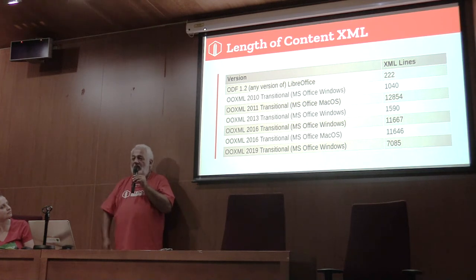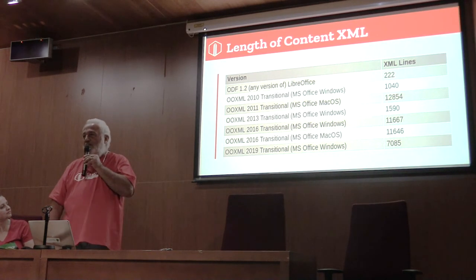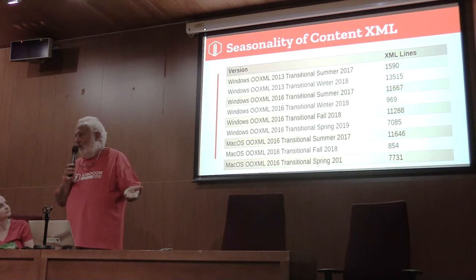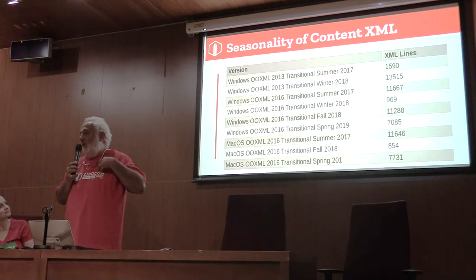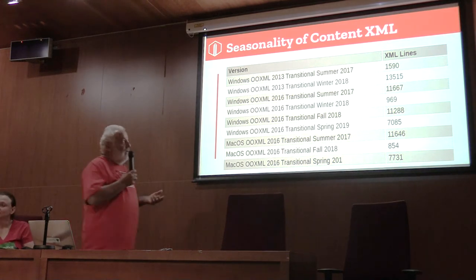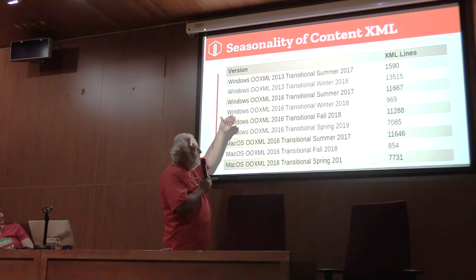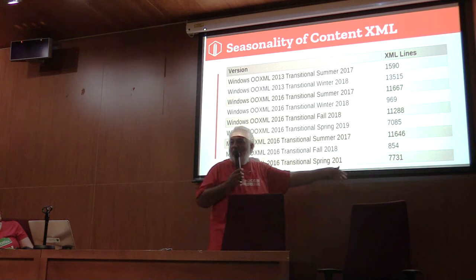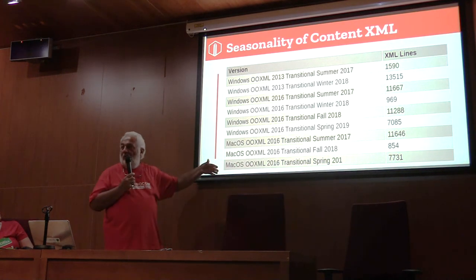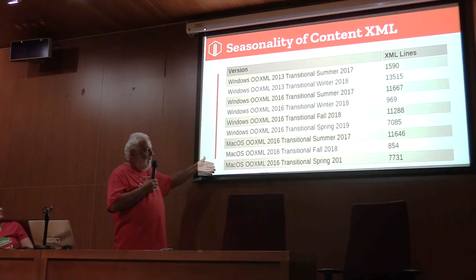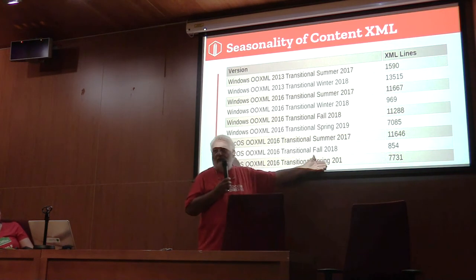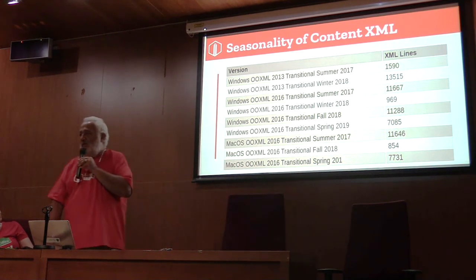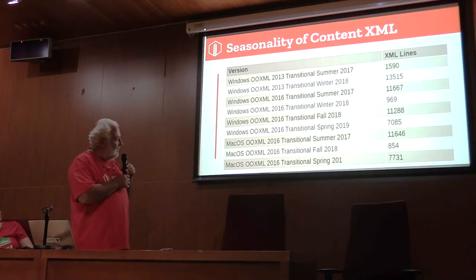Then comparing this one, this is the length of the XML in different Windows versions. But additionally, during the last 2 years, I've discovered that they have seasonal versions, which is very fashionable. Like Gucci has winter and summer. So you have transitional winter, transitional summer. And as you can see the difference, there is always a difference. The different collections have really, so I still have to make transitional summer 2019, but I'm sure that it will be different from transitional spring. Sorry for the 9 missing there.